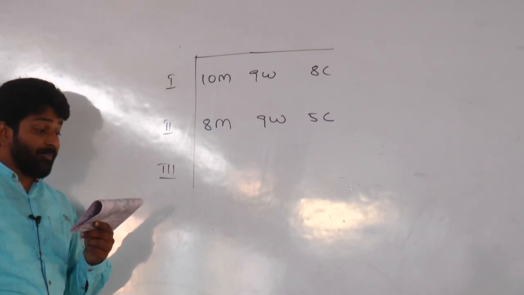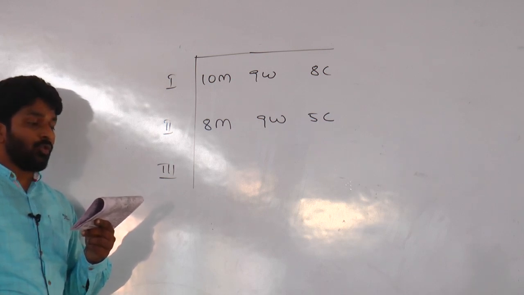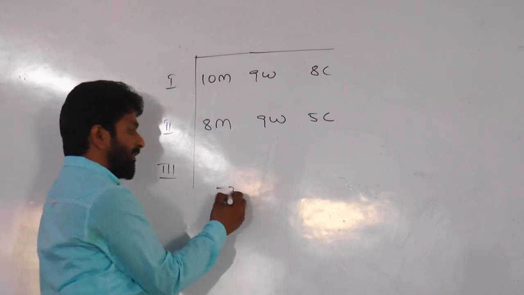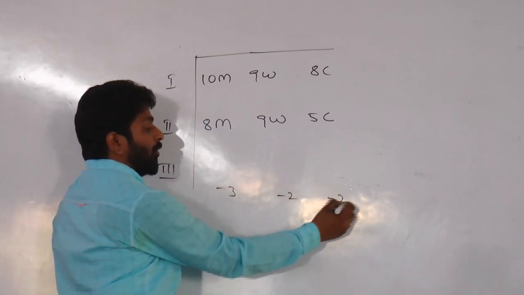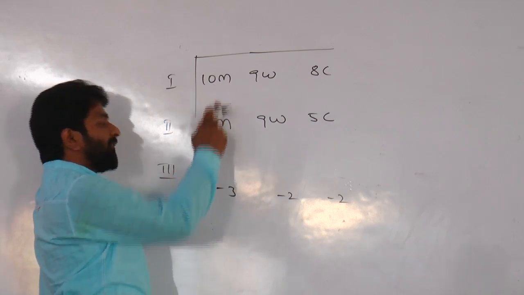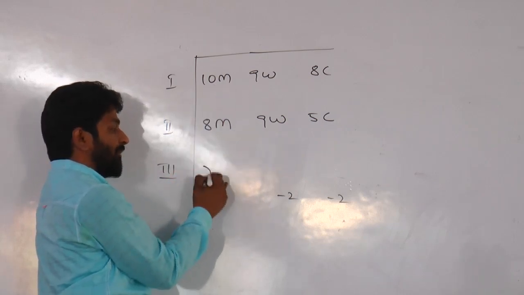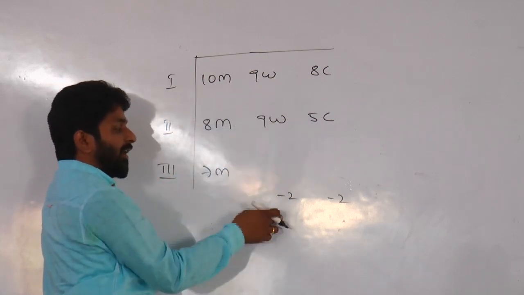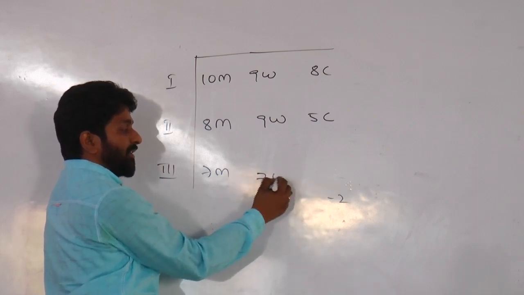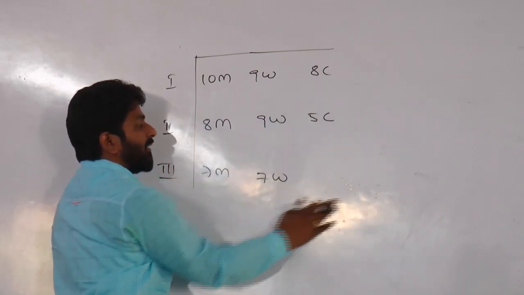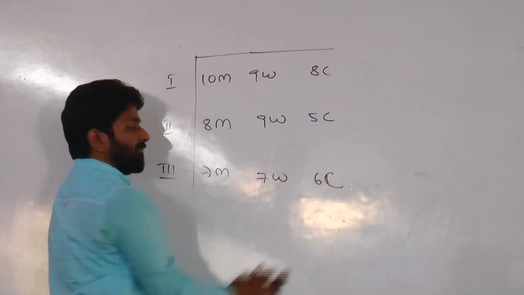And on the third day, 3 men, 2 women, 2 children were absent. Out of 10 men, 3 absent, so you'll have 7 men. And out of 9 women, 2 women are absent, so 7 women, and then 6 children.